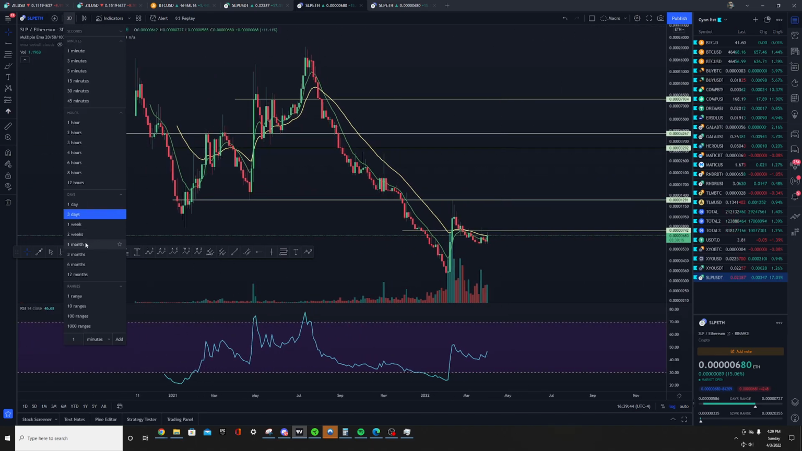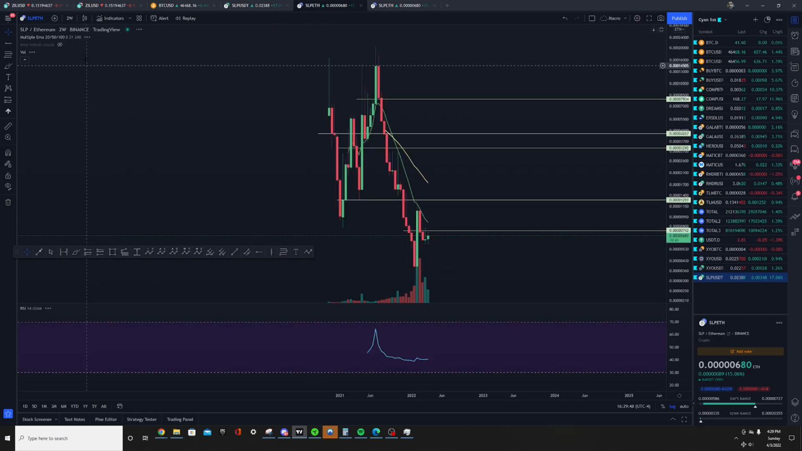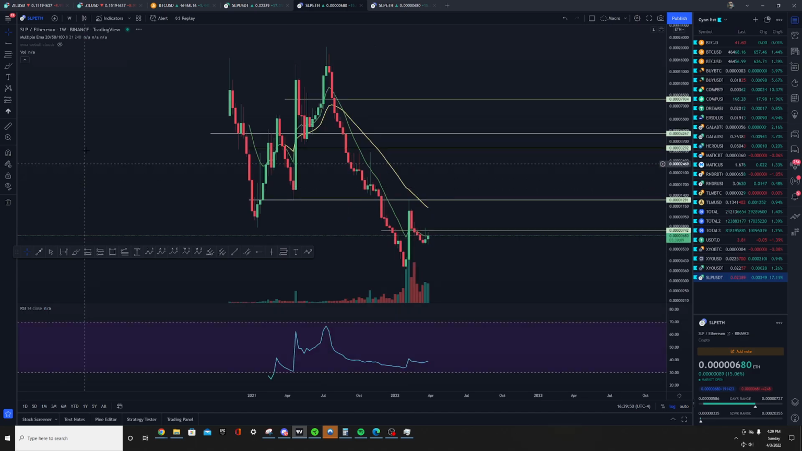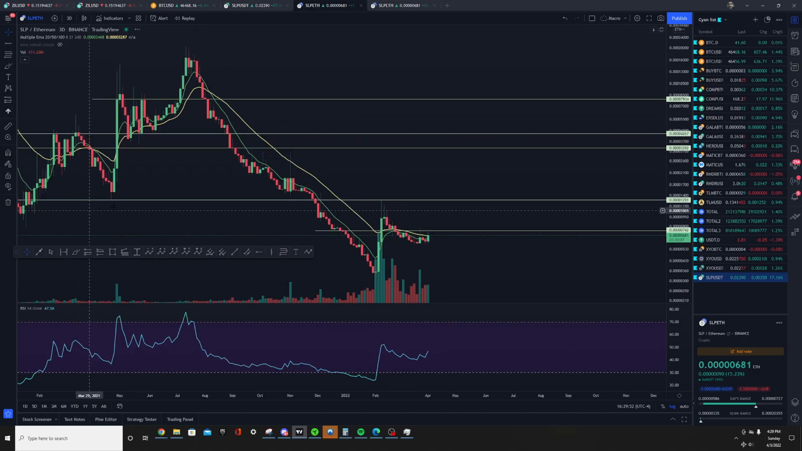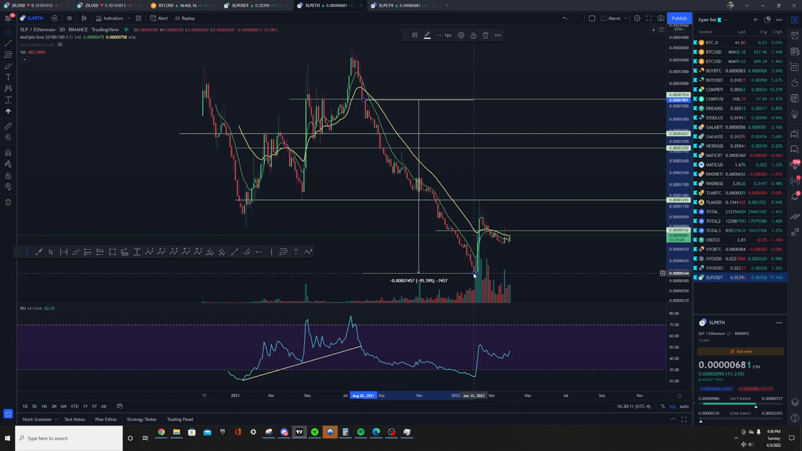ETH. Okay, so let's look at it from the monthly. No RSI to really draw a trend on. Nothing on a 2 week. 1 week, not really anything. 3 day, we can get something. So on the 3 day, you can see once this broke long-term trend support, right here, we had a 95% drawdown. That's why RSI is so important.